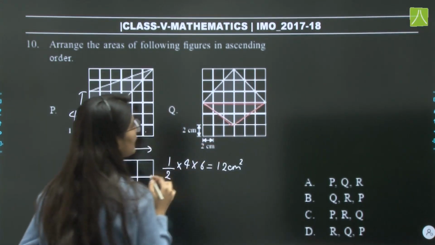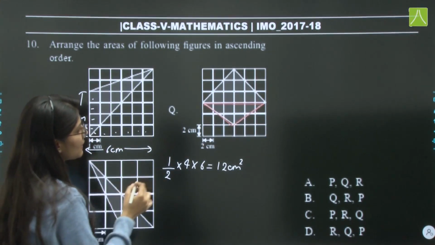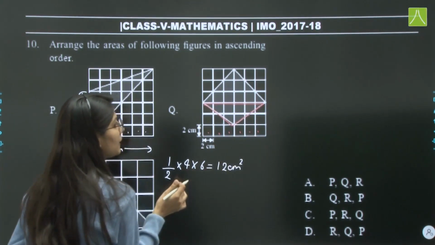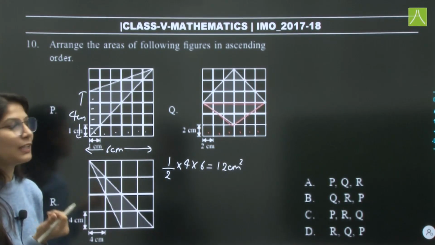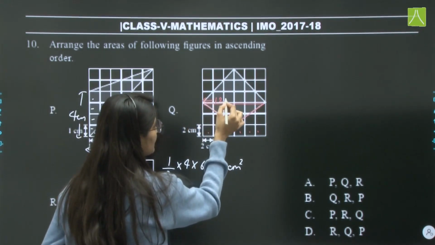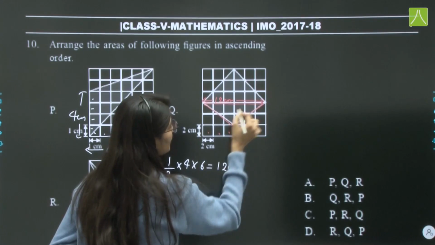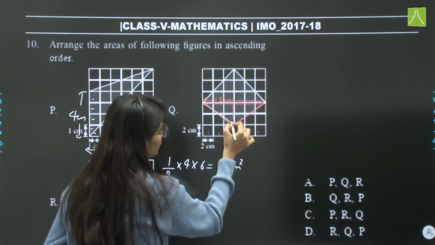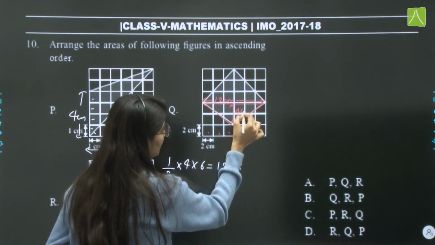First find out the area of this triangle. You can see the base is 1, 2, 3, 4, 5, 6. Here are 6 squares, but the length of one square is 2 centimeters. So this total length will be 12 centimeters. The base of this triangle is 12 centimeters. And height, you can see here 1 and 2. So this will be 4 centimeters.